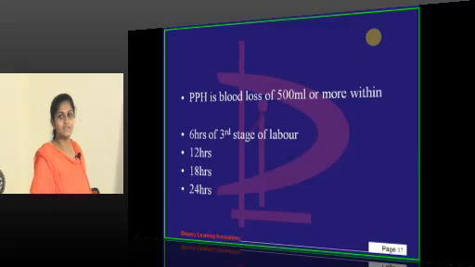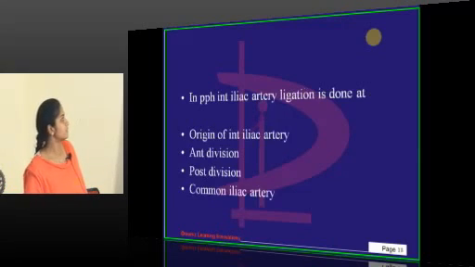Answer fast. ABCD. What is the answer? Answer is D, 24 hours. Next.